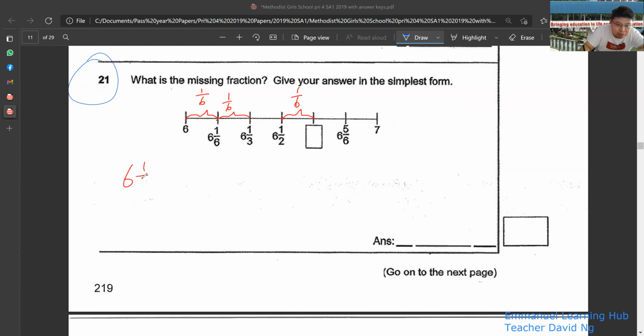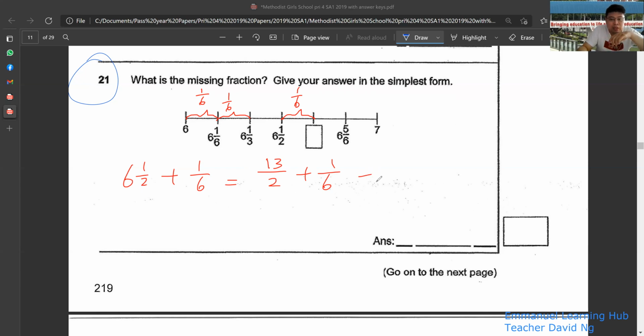So 6.5 plus 1/6 equals how many? What is 6.5? 6.5 is 13/2. Am I making sense to you? Yes. You know how I get 13/2? Yes. 6 times 2 plus 1.